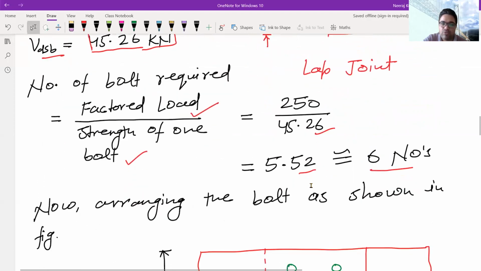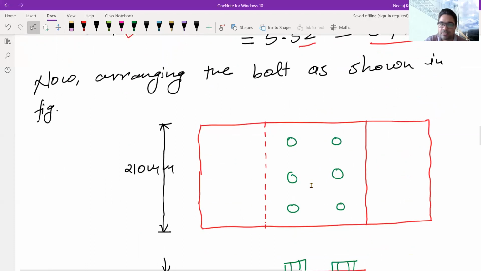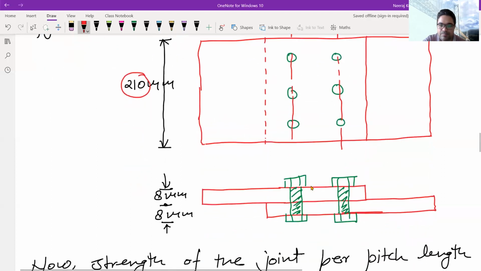Now we have to arrange the bolts. I have already arranged this. You can see this is the width of the flat, and I have provided these 6 bolts in 2 rows. One row is this one, and the second row is this one. You can see the section. The thickness of the plate is 8 mm, and in the section you see 2 bolts. So we can call this a double bolted lap joint.